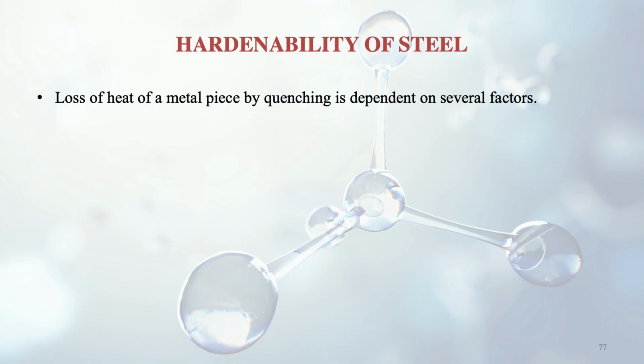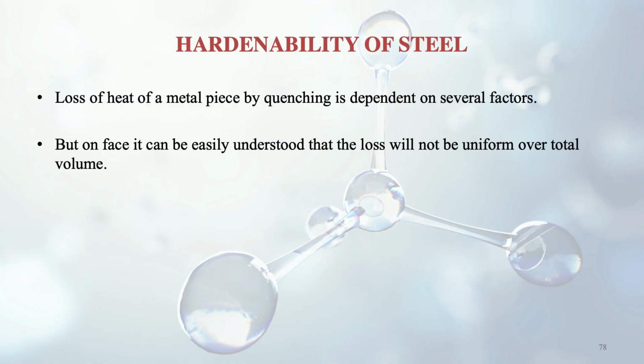Further, we come to the hardenability of a steel. We will now discuss this aspect. Loss of heat of a metal piece by quenching is dependent on several factors. Whenever we are doing quenching, how the heat is lost from the metal depends on various factors. But on the face of it, it can be easily understood that the loss will not be uniform over the total volume.